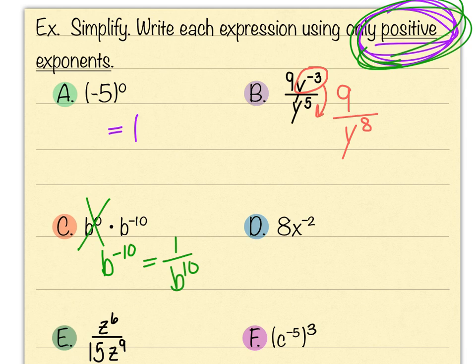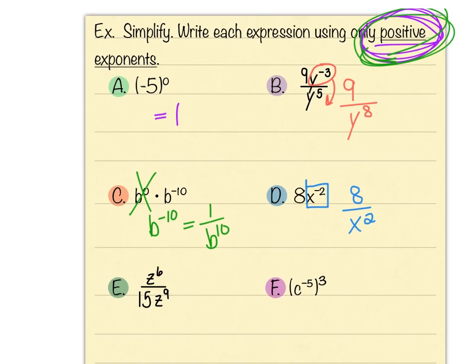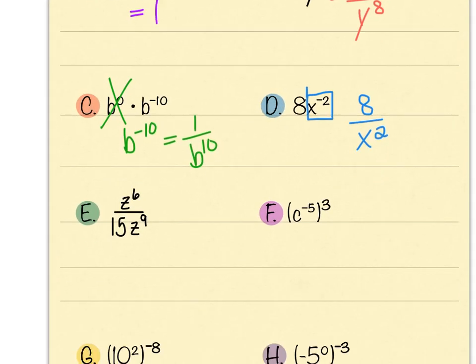For example D, the 8 stays right where it's at. The -2 is only affecting the x. Think of this as 8 to the 1, 8 to the first power. So it's only the x that's going to move. X squared is going to move to the bottom. It's not the 8 that's going to move to the bottom. It's just the x because the 8 already has an exponent. Its exponent is 1.